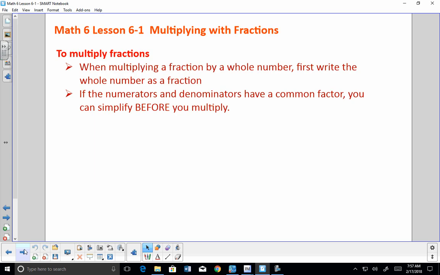To multiply fractions, when multiplying a fraction by a whole number, first write the whole number as a fraction. Every whole number can be written as a fraction as long as the denominator is 1. So 3 can be written as a fraction 3 over 1. 7 can be written as a fraction as 7 over 1. If the numerators and denominators have common factors, you can simplify before you multiply. And I will show you how to do that a little later in this lesson.